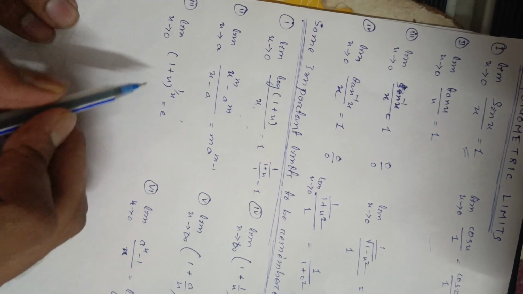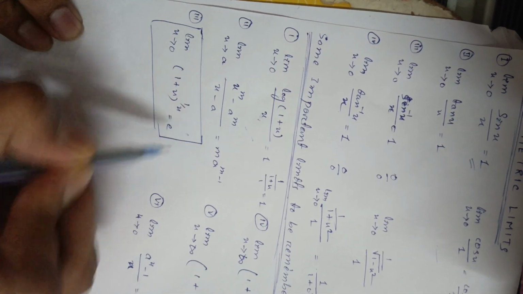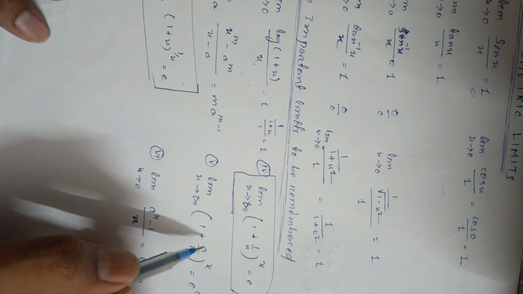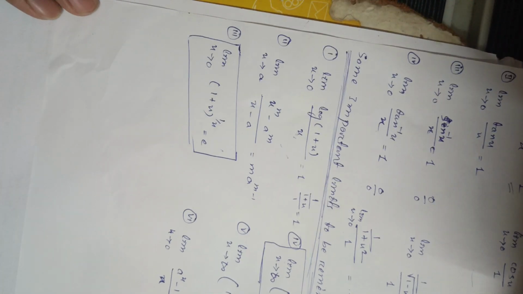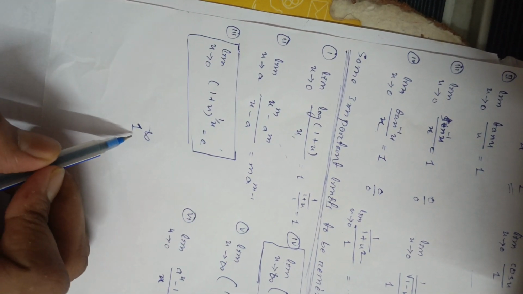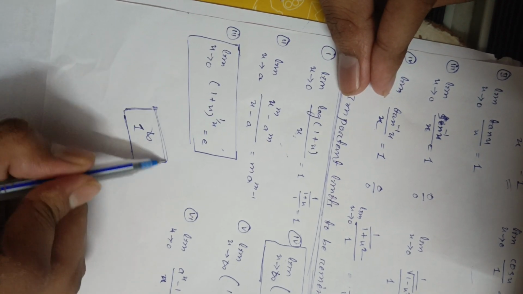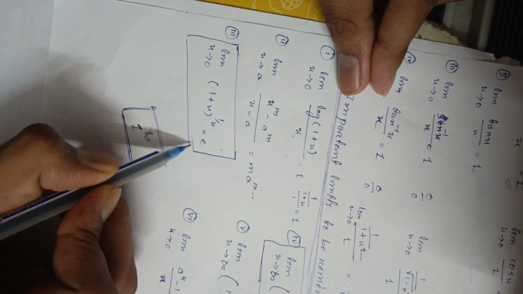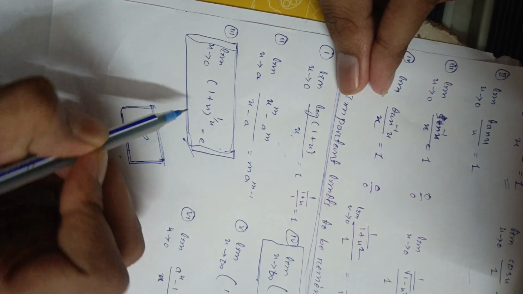But one is this formula, and this is one formula. You have to remember this for now. But when I teach the 1 to the power infinity form, the indeterminate limit of 1 to the power infinity form, I will tell you how to solve this type of question. Then you will know how the formula comes about.